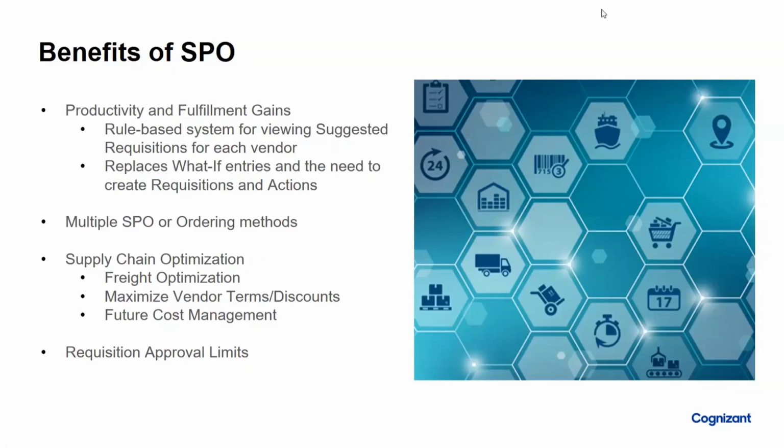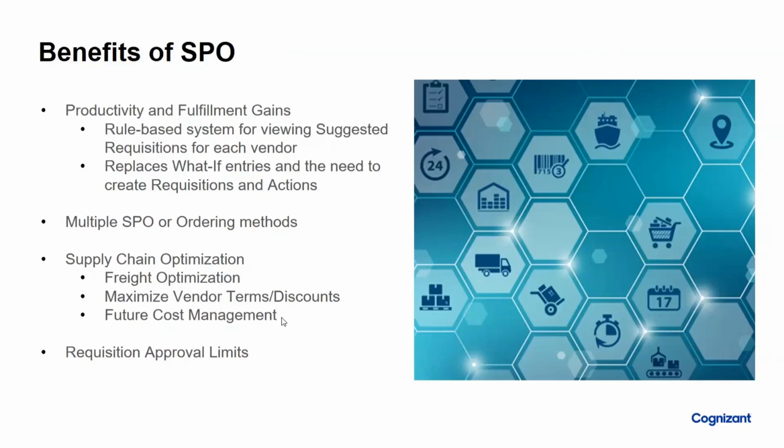And some of the key benefits within SPO is really helping to manage your overall supply chain costs. So it's taking into consideration freight optimization, how to calculate how full your containers and your truckloads are. It also helps with managing various vendor terms and discounts using the rules-based ordering.